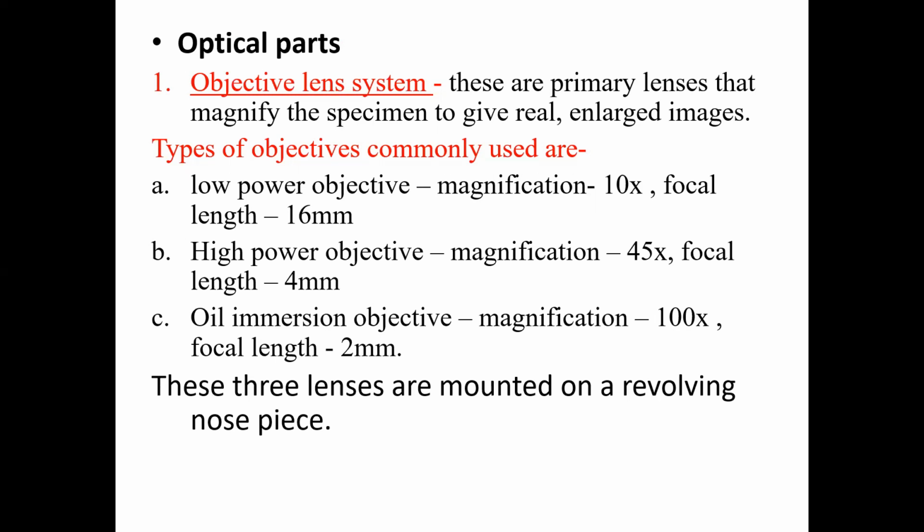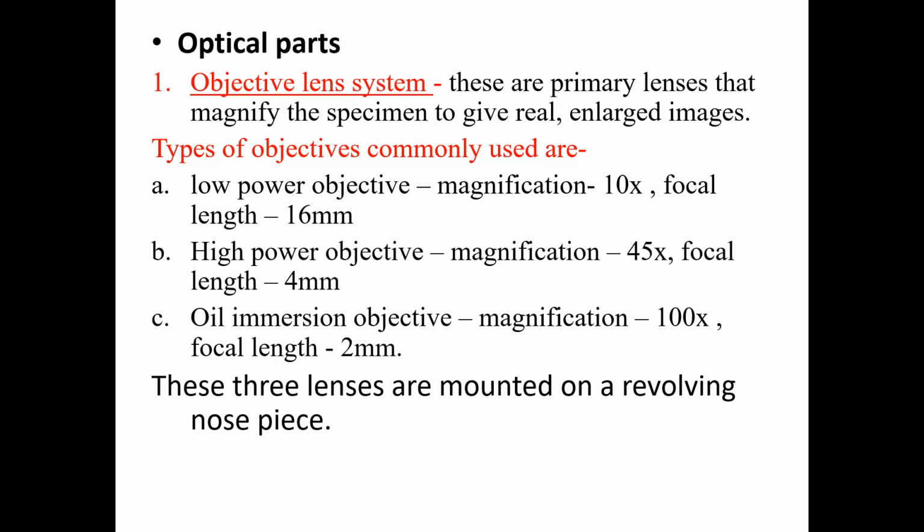Then we have the oil immersion objective, which has a magnification power up to 100x, and the focal length here is very less. That is, the distance between the specimen and the objective lens is less than 2 millimeters. Based on this focal length, we have learned by now that the iris diaphragm should also be adjusted accordingly.